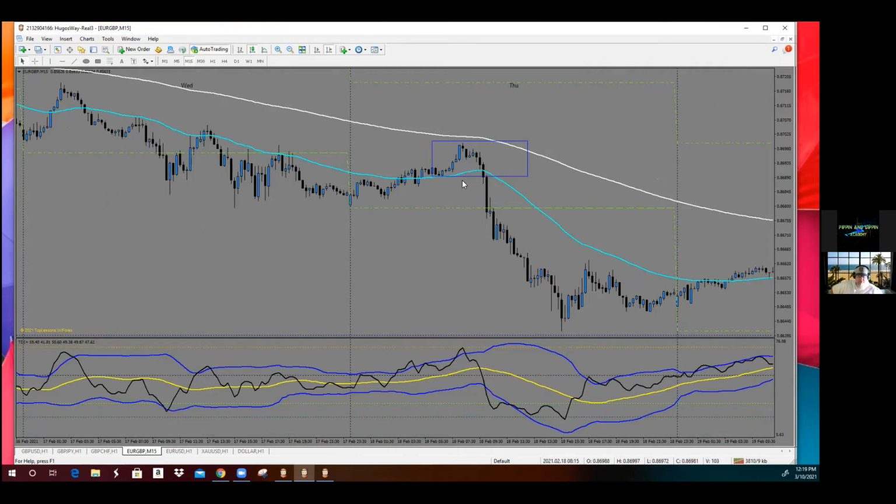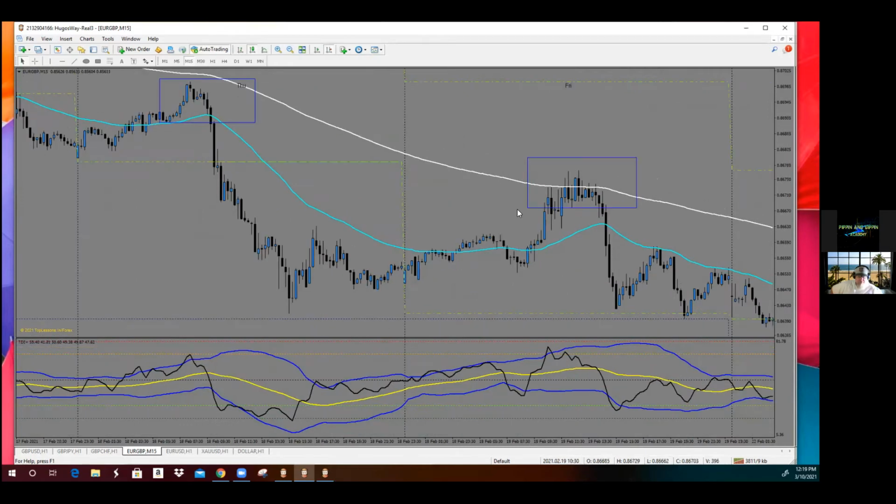If you were in our group, Pippin and Dippin Academy, me and Joe would go in depth with you on M and W patterns, and on the reason why this is considered an M pattern. Okay, here's another M pattern.